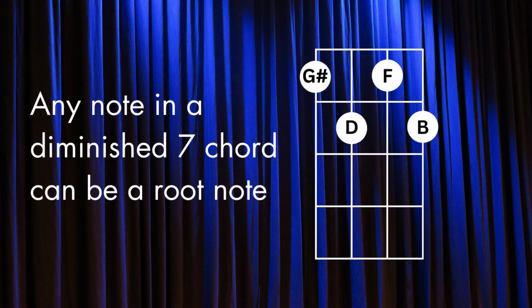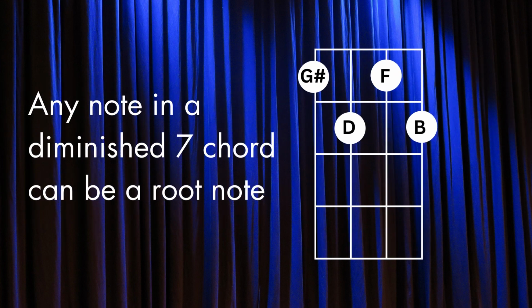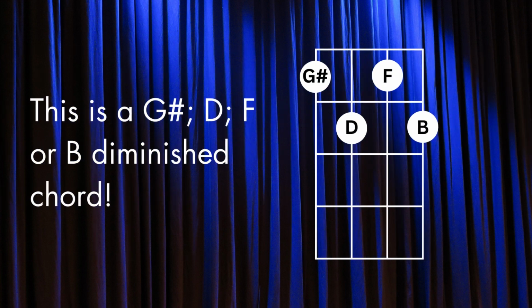Any note in a diminished 7 chord can be a root note. So if we look here, this chord has a G sharp in it, an F, a D, and a B. Now, this is actually a G sharp diminished, an F diminished, a D diminished, a B diminished. This could be any of those diminished chords.